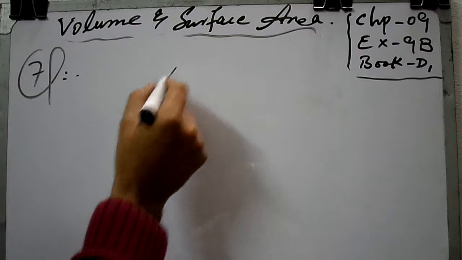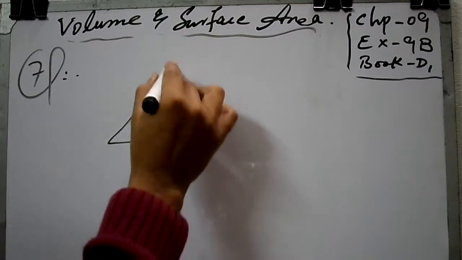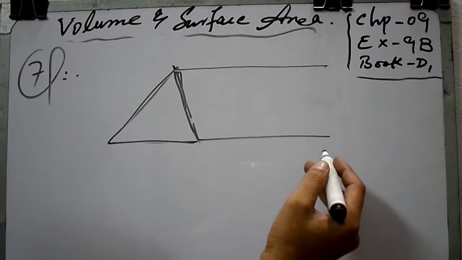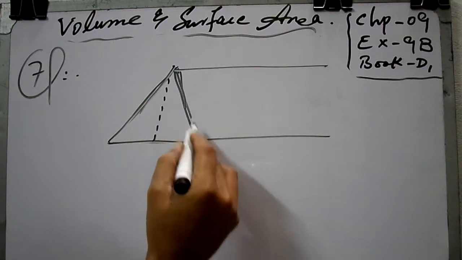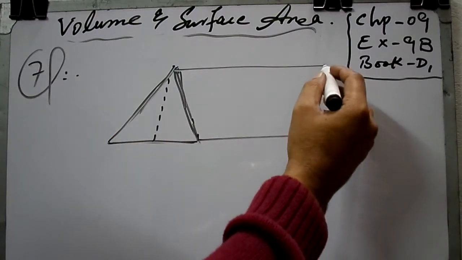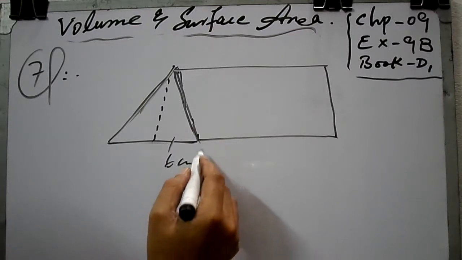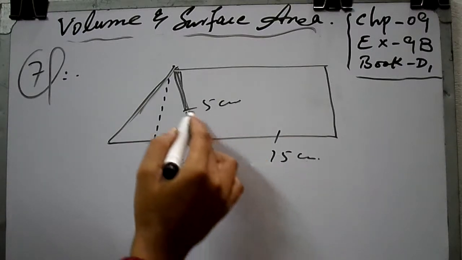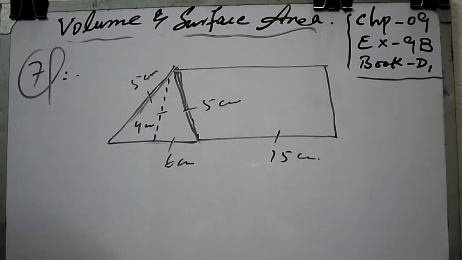The prism you can see here is your given prism. That is your 6 centimeter, that is your 5 centimeter, that is your 15 centimeter, height is 4 centimeter, and that one is also 5 centimeter. So that is your given figure.